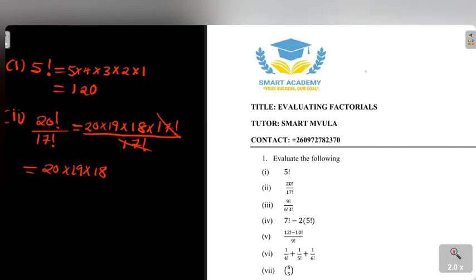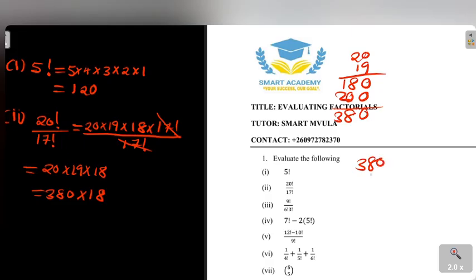So now we need to multiply. I'm going to say 20 times 19. What do we have? 9 times 0, 0. 9 times 2, 18. Then 1 times 0, 0. 1 times 2, 2 there. So we have 0, 8, 3, meaning that 20 times 19 is 380. We're going to multiply this by 18.